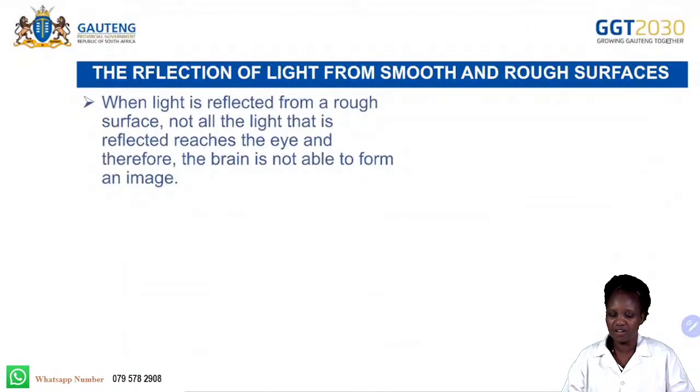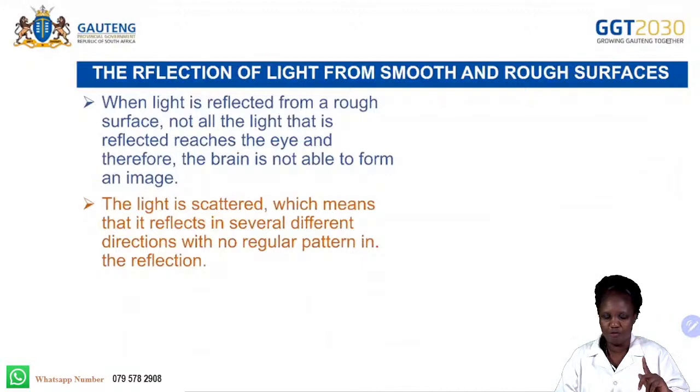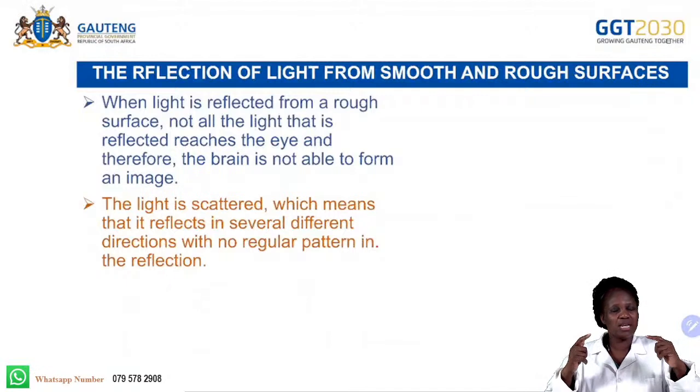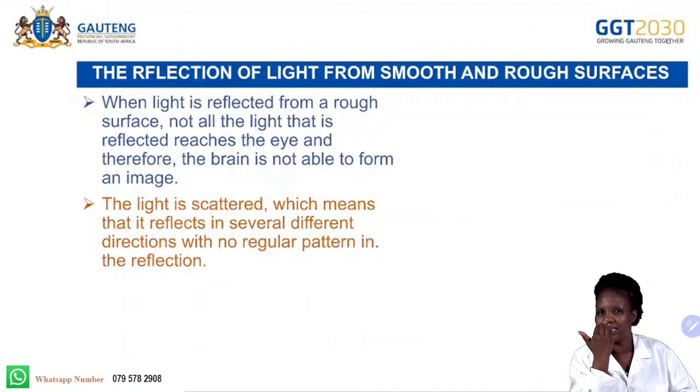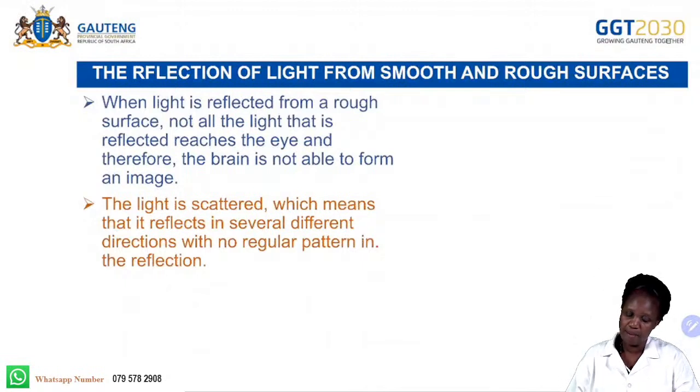When light is reflected from a rough surface, not all the reflected light reaches the eye, and therefore the brain is not able to form an image. Right? The brain will form an image when light enters the eyes, but if it doesn't, it's going to be difficult for it to form an image. Okay, the light is scattered, which means that it reflects in several different directions and with no regular pattern.